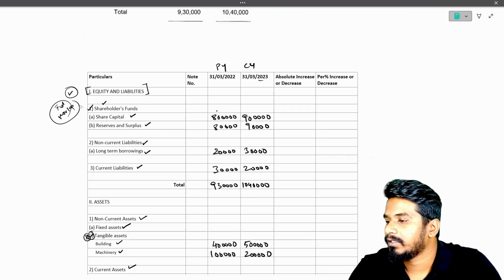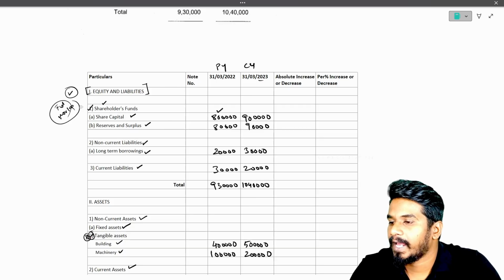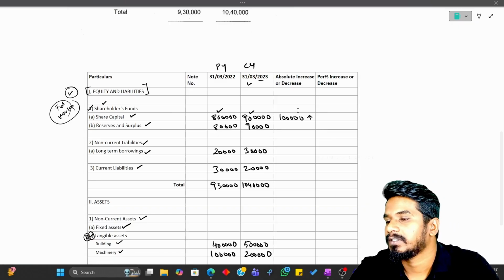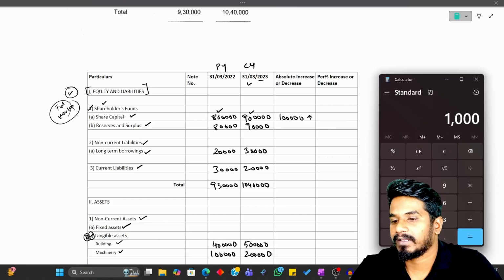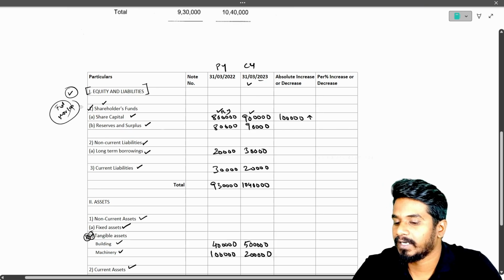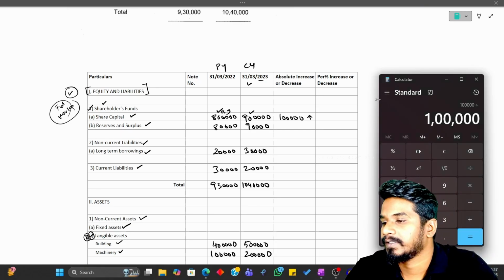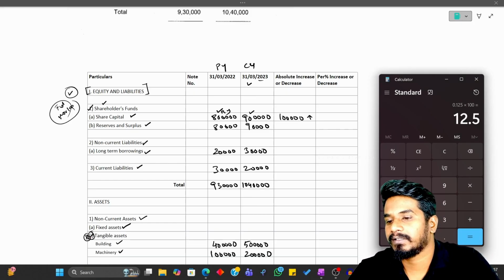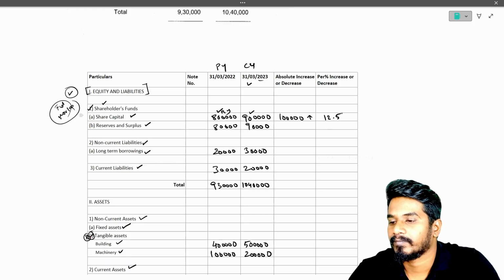Share capital in 2022 was 8 lakhs, and in 2023 it became 9 lakh rupees. So obviously 1 lakh rupees is the change, that is increased. Correct. So what is the percentage? Let me calculate it. 1 lakh divided by, we need to compare with the base year, so that is 8 lakh into 100. If you do that, you'll get the percentage of 12.5.